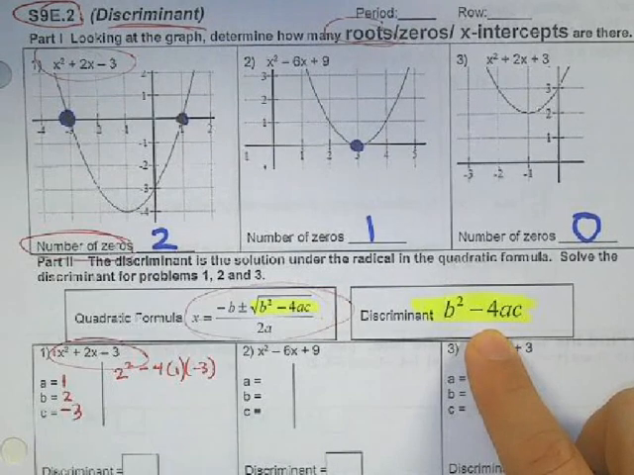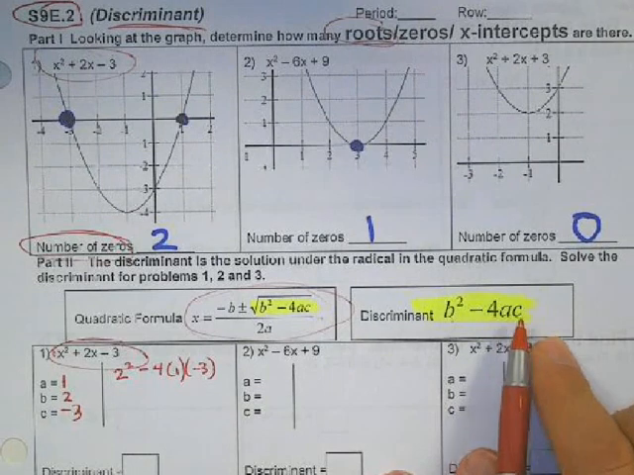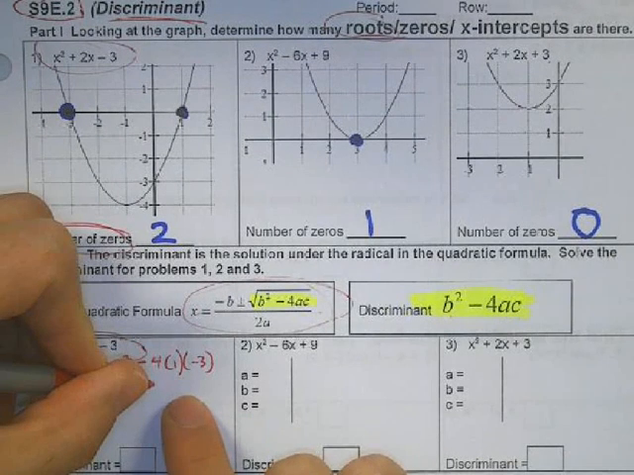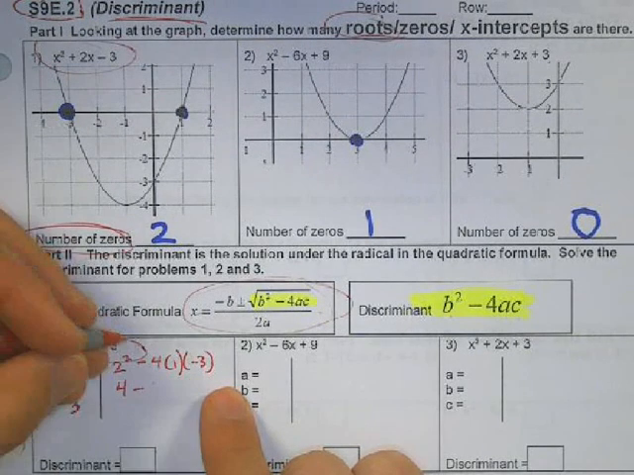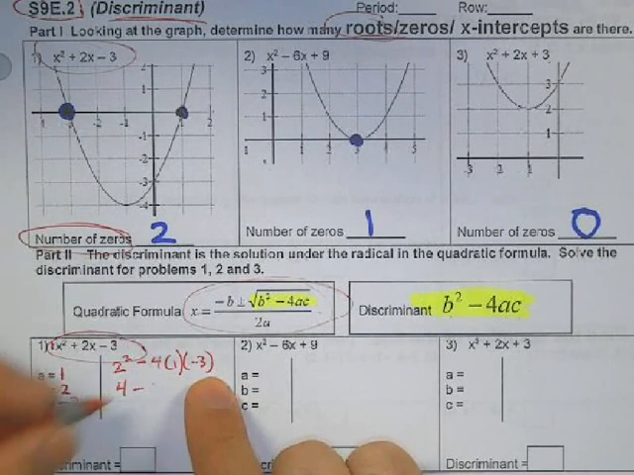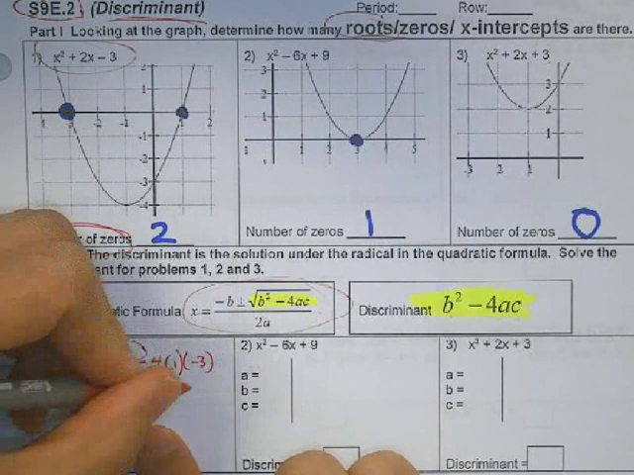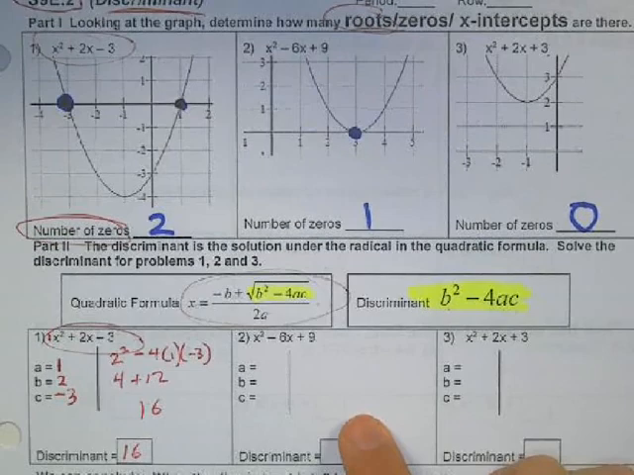So I get 4 minus, 4 times negative 3 is negative 12, and minus negative 12 is positive 12, so 4 plus 12 is equal to 16. So my discriminant is 16. Okay, and then here, the a value is 1, the b value is negative 6, and the c value is 9, and we're going to plug this into the discriminant.